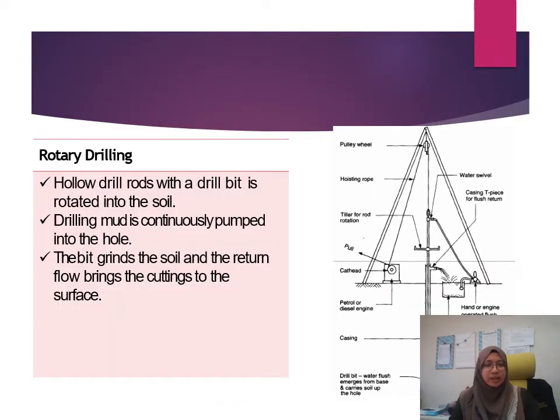Okay, next is rotary drilling. Rotary drilling is power operated. It consists of hollow drill rod. This is hollow drill rod with a drilling bit at the lower end, and then all of the rod is advanced into the ground and it is rotated into the soil. Okay, and then we use drilling mud. Okay, drilling mud is continuously pumped into the hole.